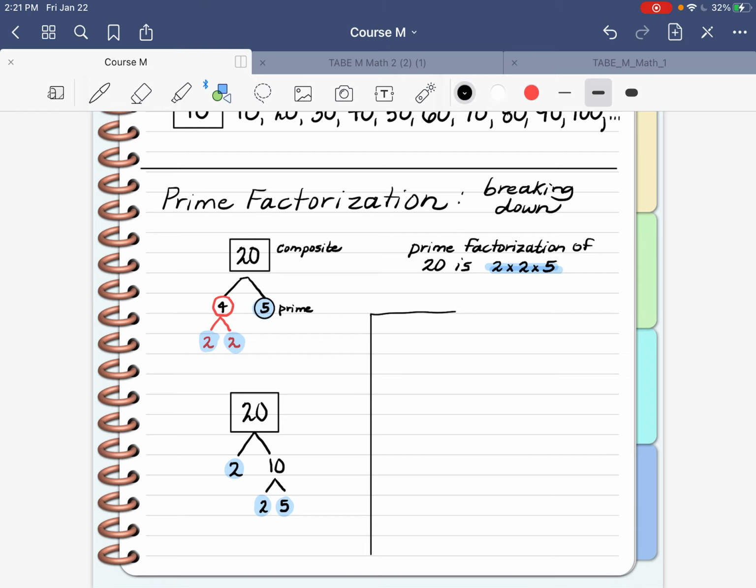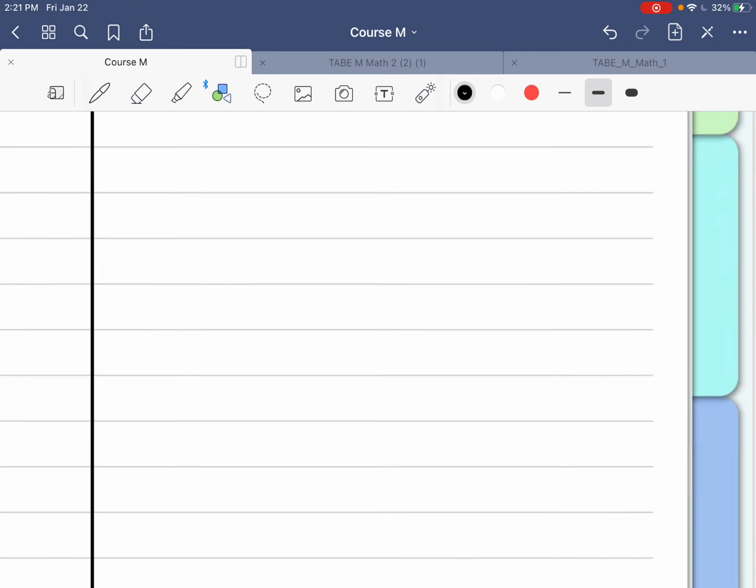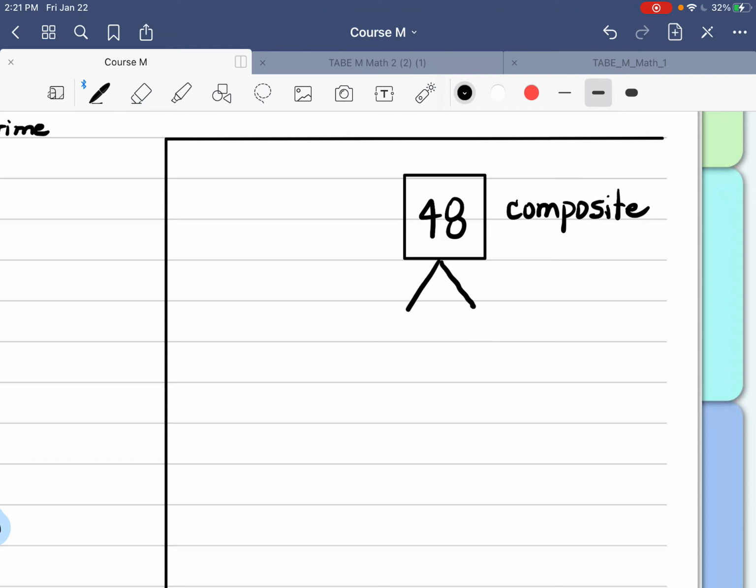Okay, let's do another one, or 2 or 3. This is kind of an important thing to be able to do. Let's prime factor the composite 48. This is your composite, because there are lots of ways to get a 48. You can do 1 times 48, you can do 2 times 24, 3 times 18, 4 times 12, 6 times 8. I'm going to go with 4 times 12. I just like that one. It doesn't matter.